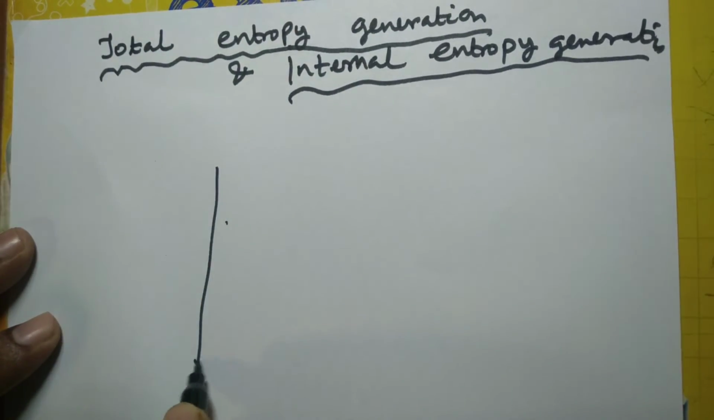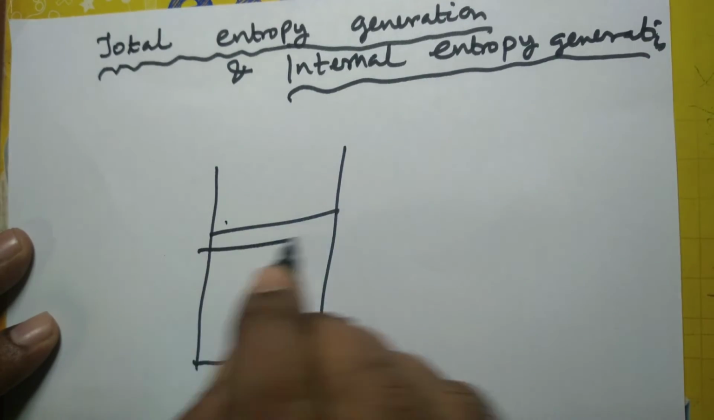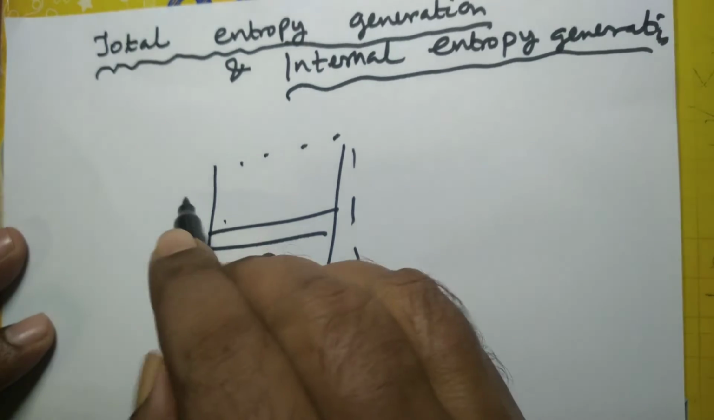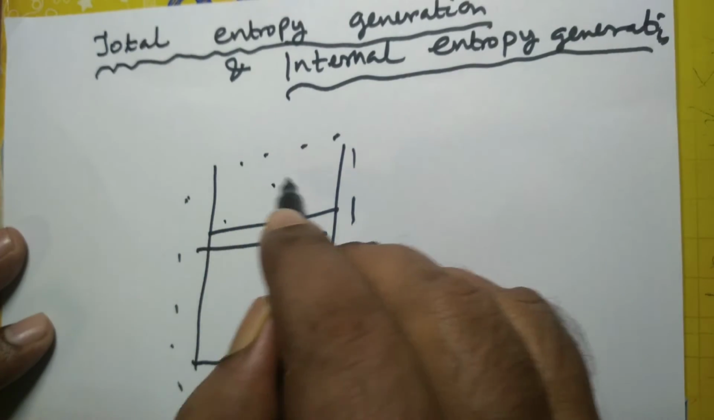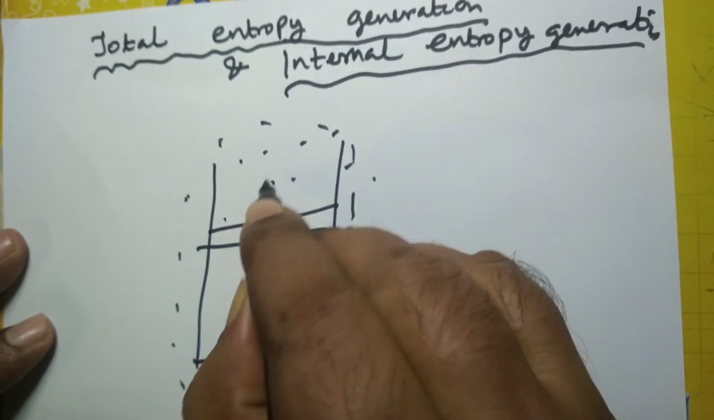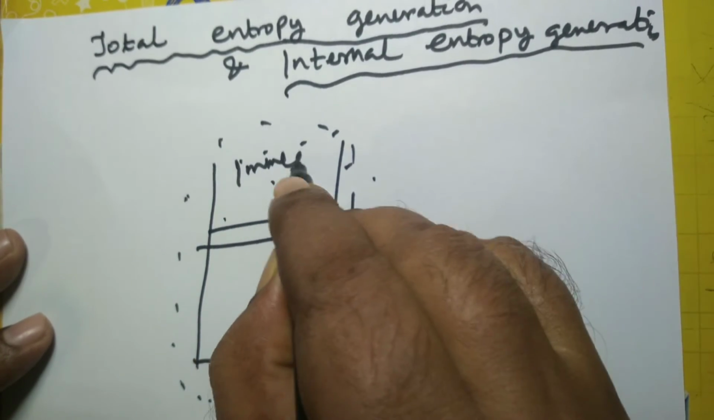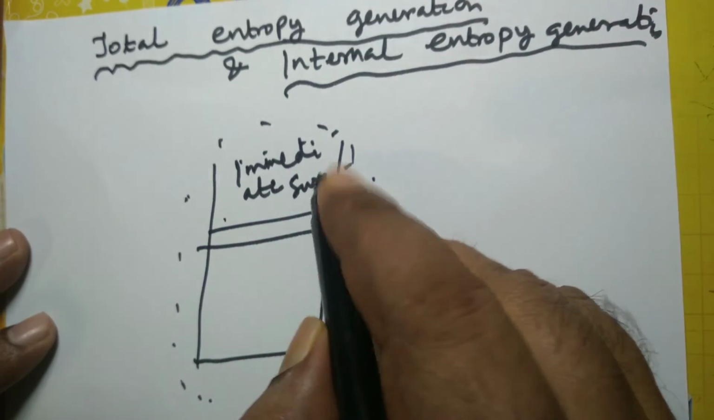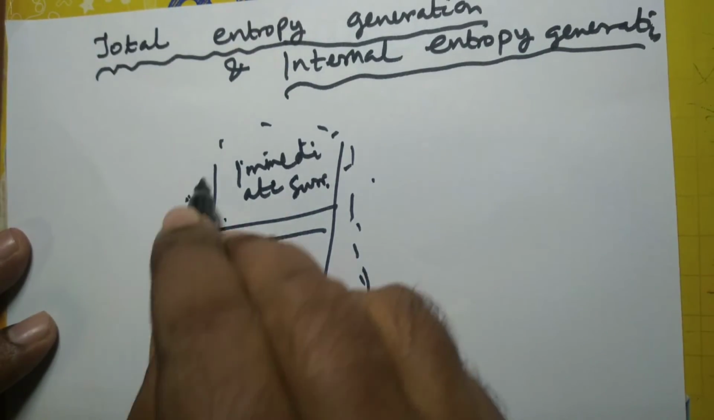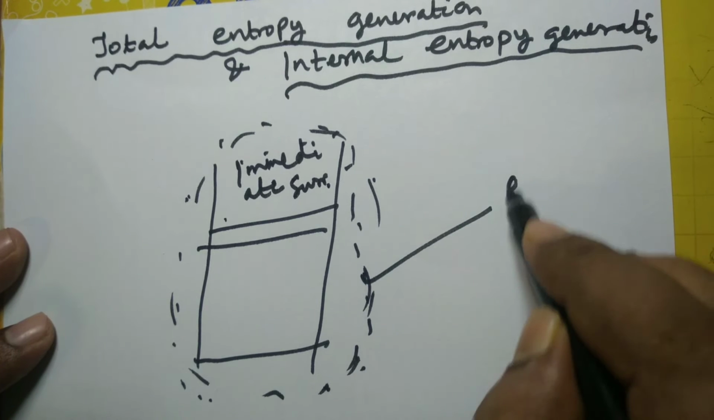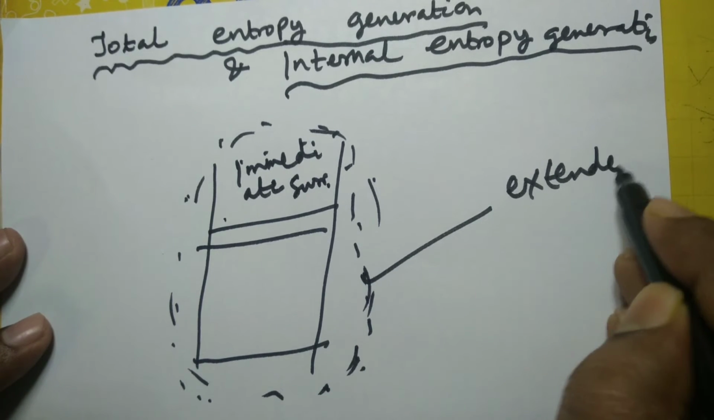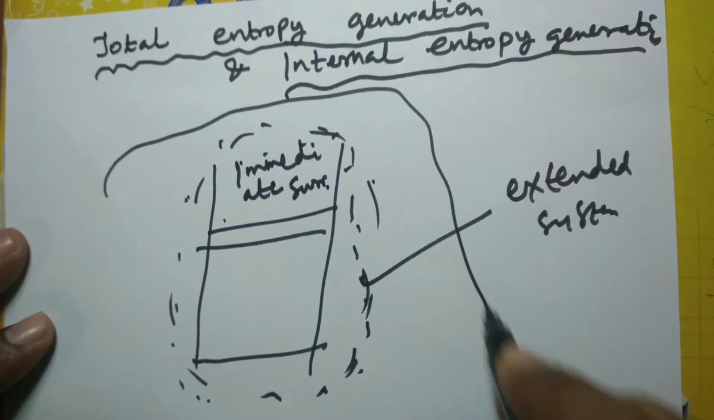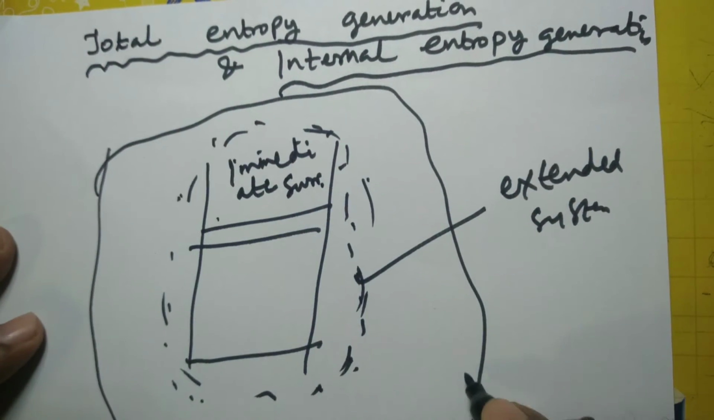Suppose this is your system and I will consider this immediate surrounding. This is the immediate surrounding. I will take this immediate surrounding as a part of the system. Then this system will be called an extended system. And this is your surrounding. This is your surroundings.